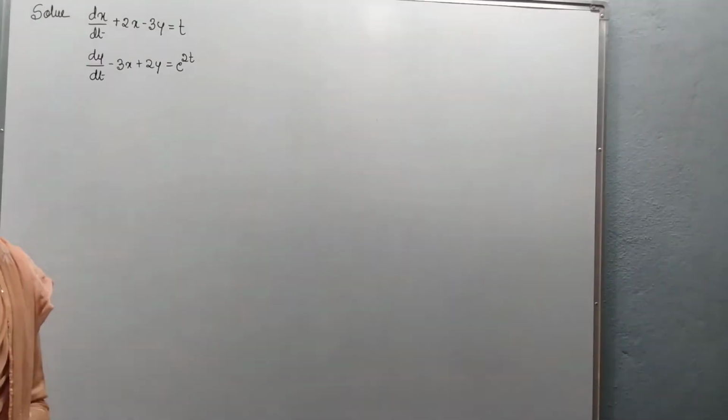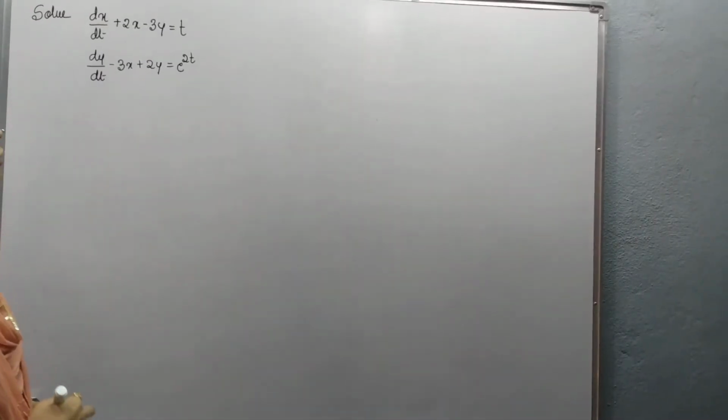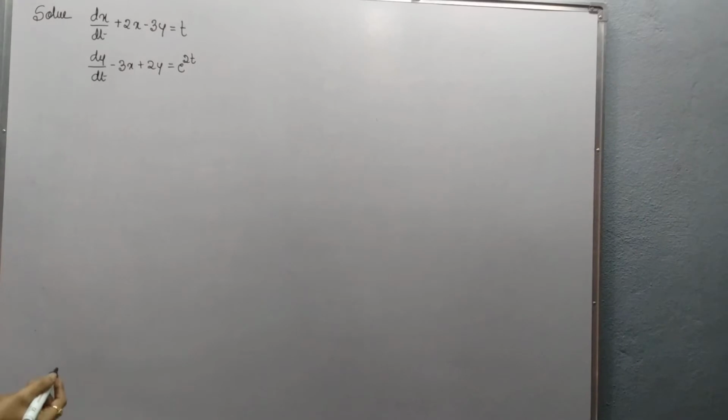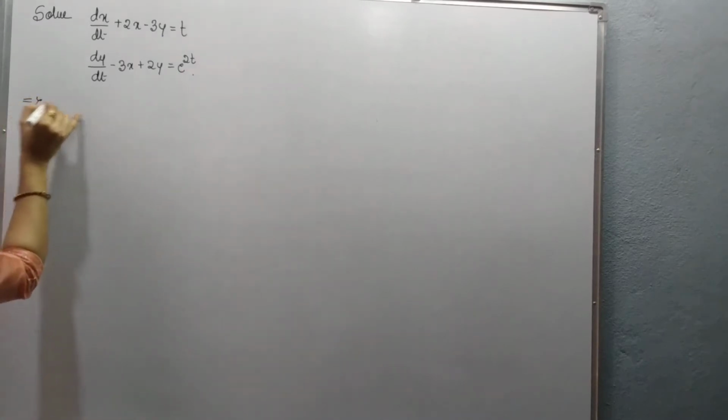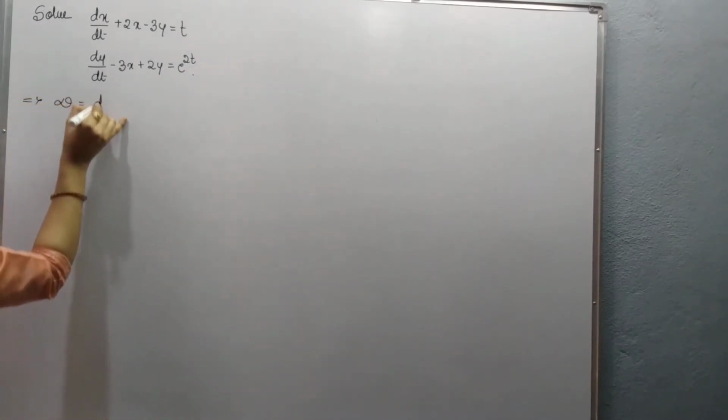In this video, I am going to solve some examples on simultaneous differential equations. The given differential equations are dx/dt + 2x - 3y = t, and dy/dt - 3x + 2y = e^(2t). Here we have to consider D = d/dt.